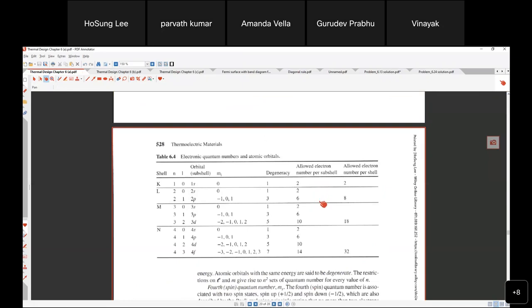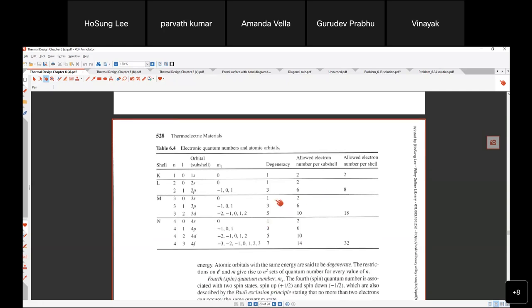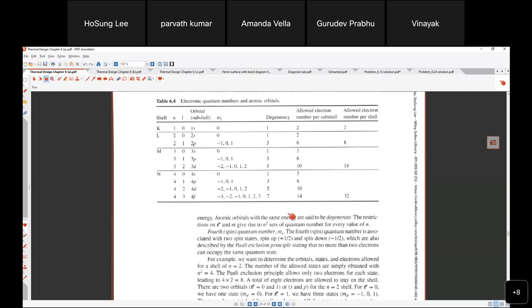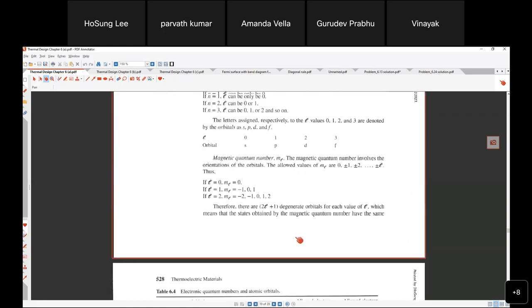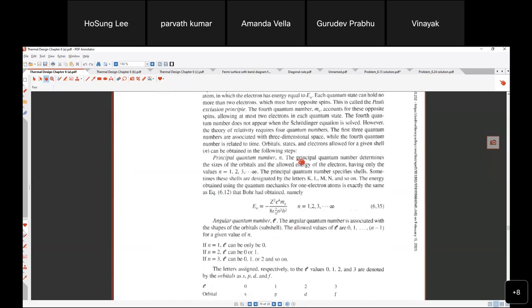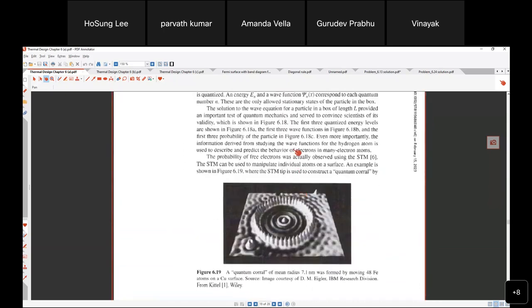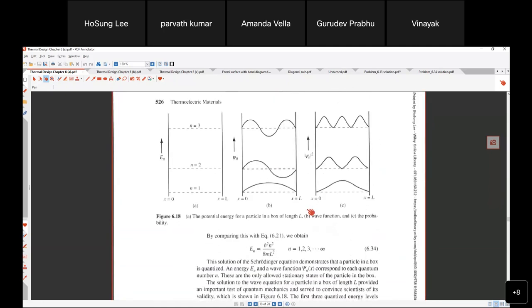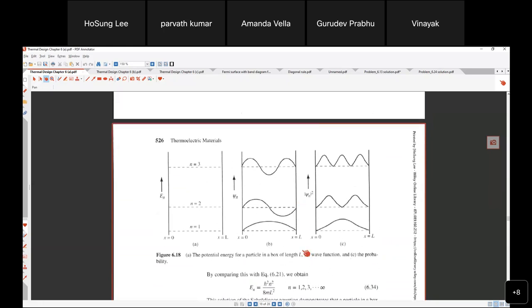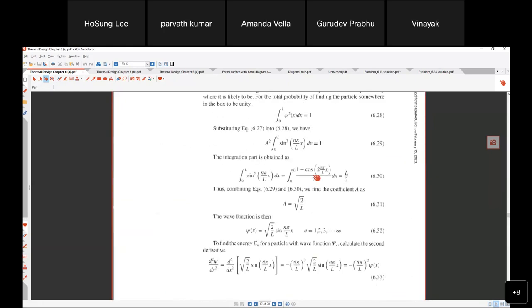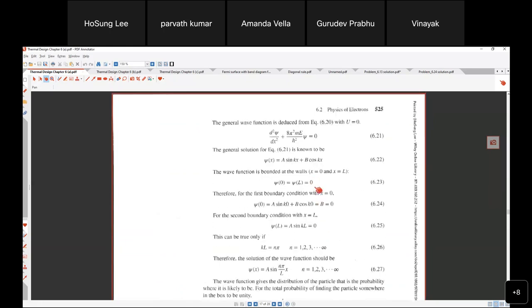ME675, thermoelectric material. Let me see. We discussed last time.